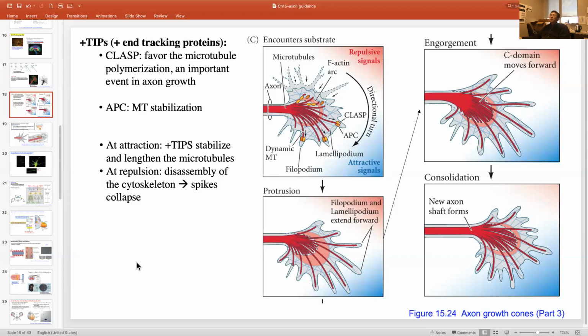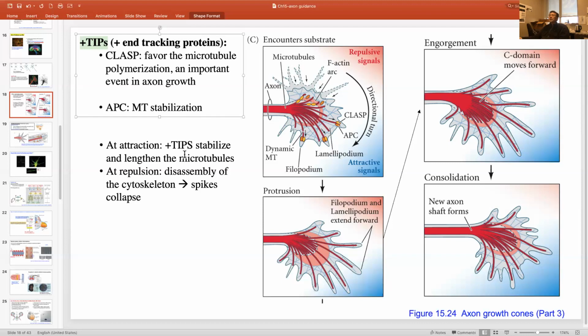There are more than two, but two major proteins indicated here. One is called CLASP, and the other one is APC, okay? CLASP and APC are both called plus tips. The reason is that these two proteins bind the plus end of the microtubules, basically. So these two proteins, CLASP and APC, are at the plus tip, the plus end of the microtubules.